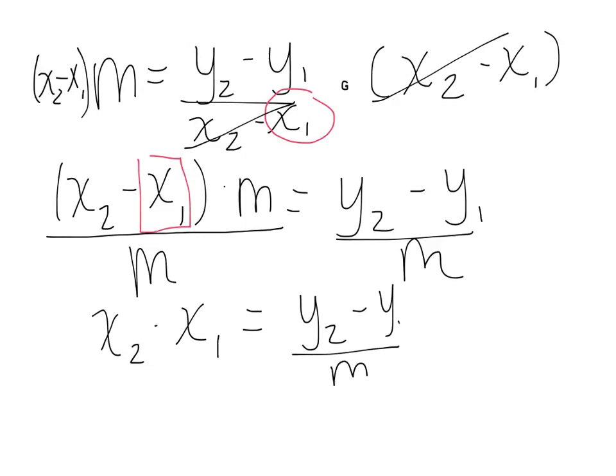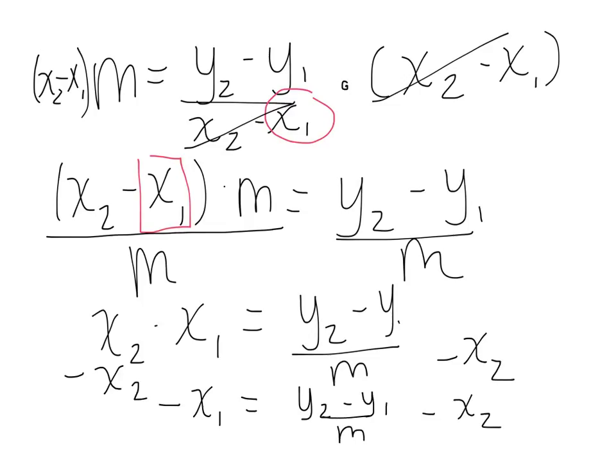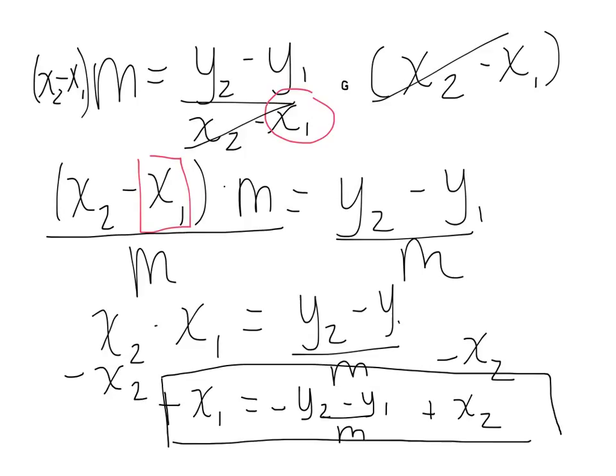Now to get x1 by itself, I'm going to subtract x2 from both sides, and I'm left with negative x1 equals y2 minus y1 divided by m minus x2. To make this a positive x1, I'm just going to change the sign of each term in the equation. So my final answer ends up being negative y2 minus y1 divided by m plus x2.